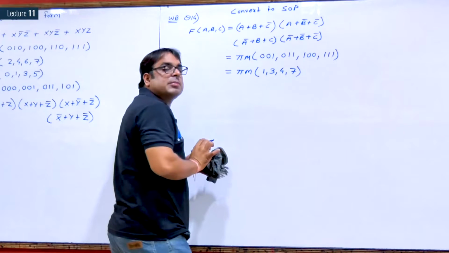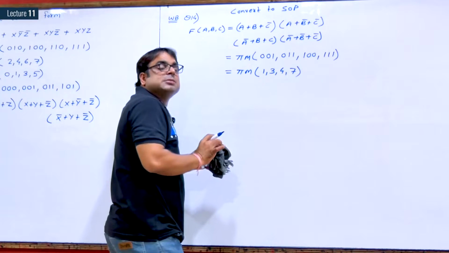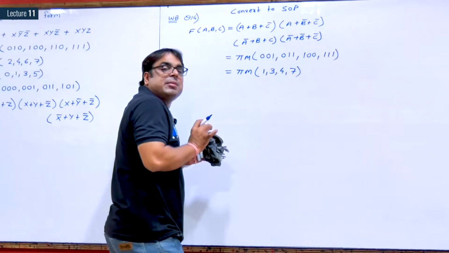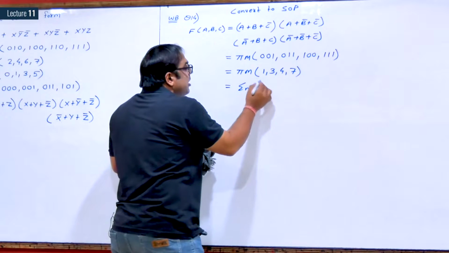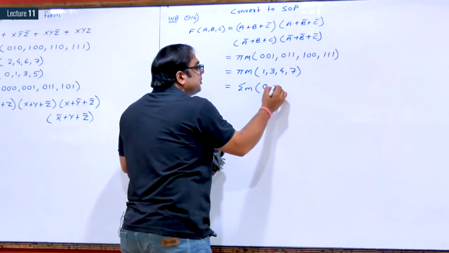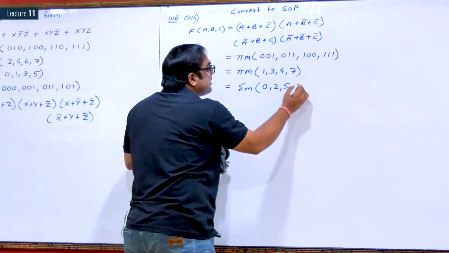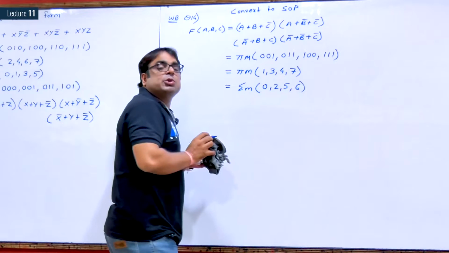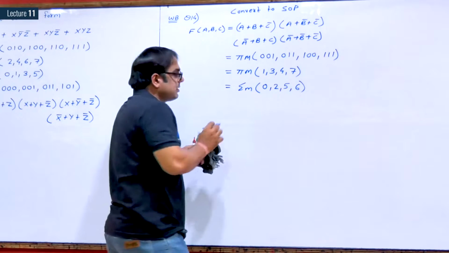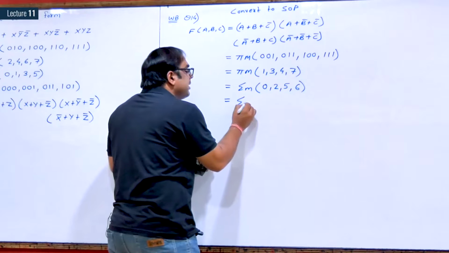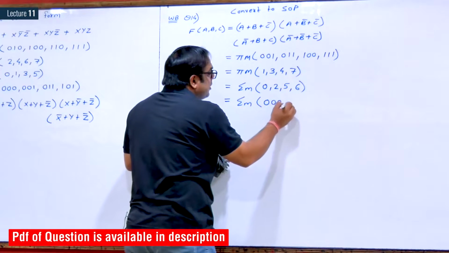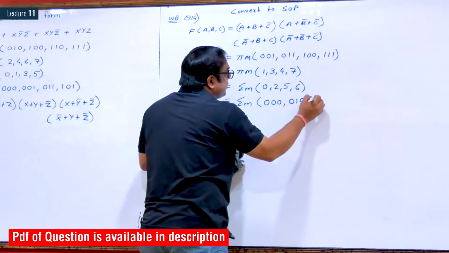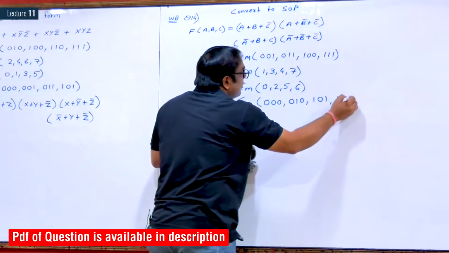Now I have the maxterm numbers. Whatever numbers are missing in the maxterms will definitely be minterms. This is summation m. What numbers are missing? 0, 2, 5 and 6. So 0, 2, 5 and 6 are your minterms. Convert these decimals into binary. So this will be 000, 010, 101 and 110.